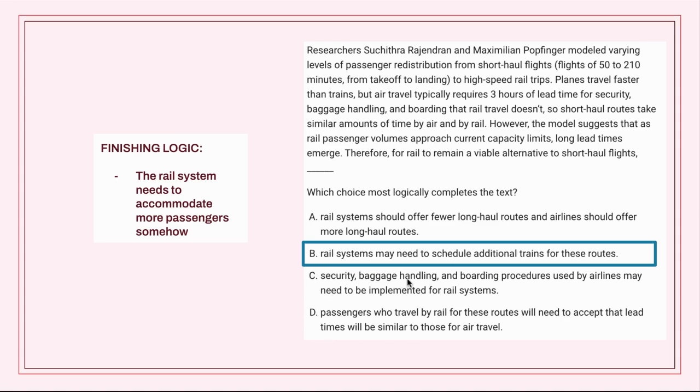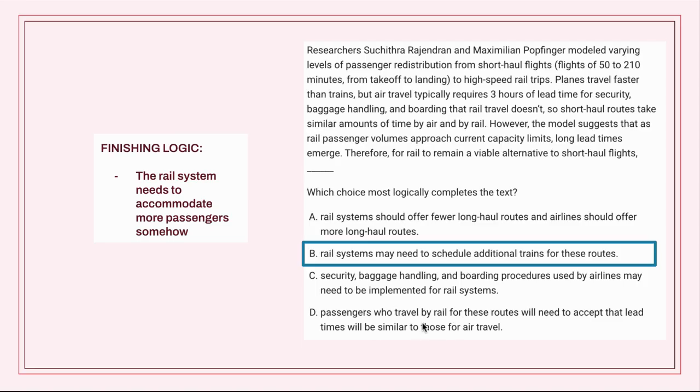C, security, baggage handling, and boarding procedures used by airlines may need to be implemented for rail systems. Well, no, because all these things are what make the lead time for planes so long. So if we put them in rail systems, that's probably just going to make the entire process a lot slower, right? So that doesn't make any sense. D, passengers who travel by rail for these routes will need to accept that lead times will be similar to those for air travel. Well, that's kind of weird. You're just telling the passengers to get used to it. That doesn't really make any sense.